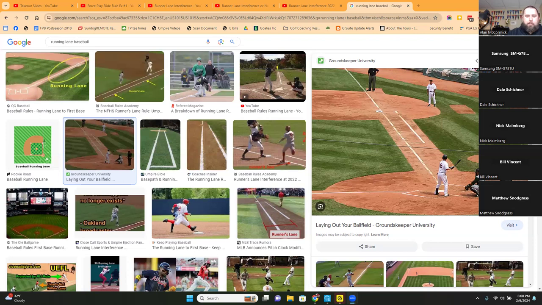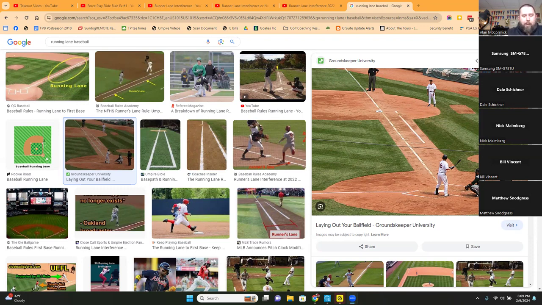For the play to happen, right? The other rule difference between high school federation and every other rule set is the quality of the throw. So if there's a chopper in front of home plate, the catcher has the ball, the runner's outside the running lane, and he throws it into right field. In college baseball, at least I think it still is that way, and in pro baseball, that is not a running lane violation.